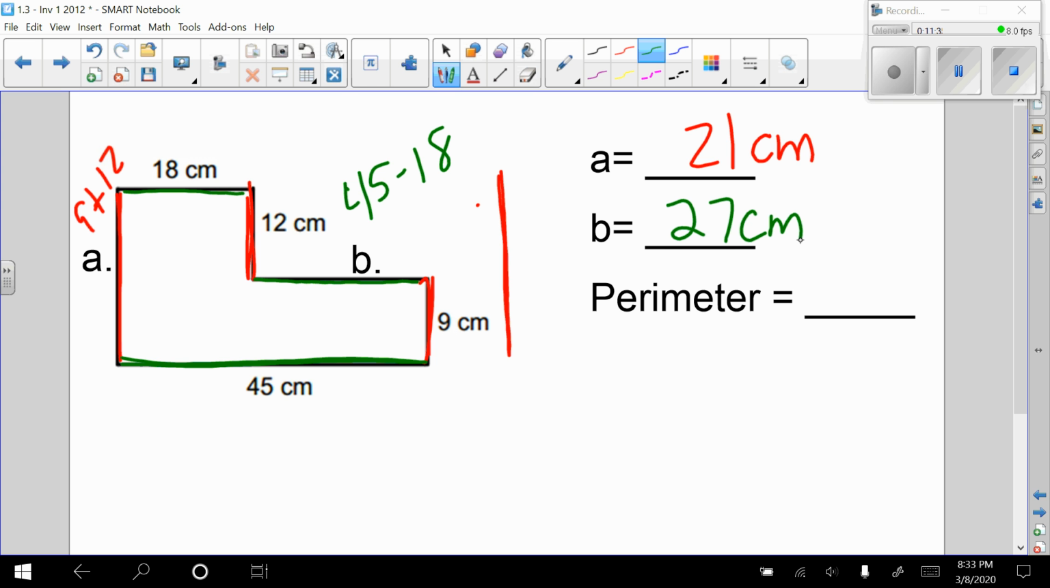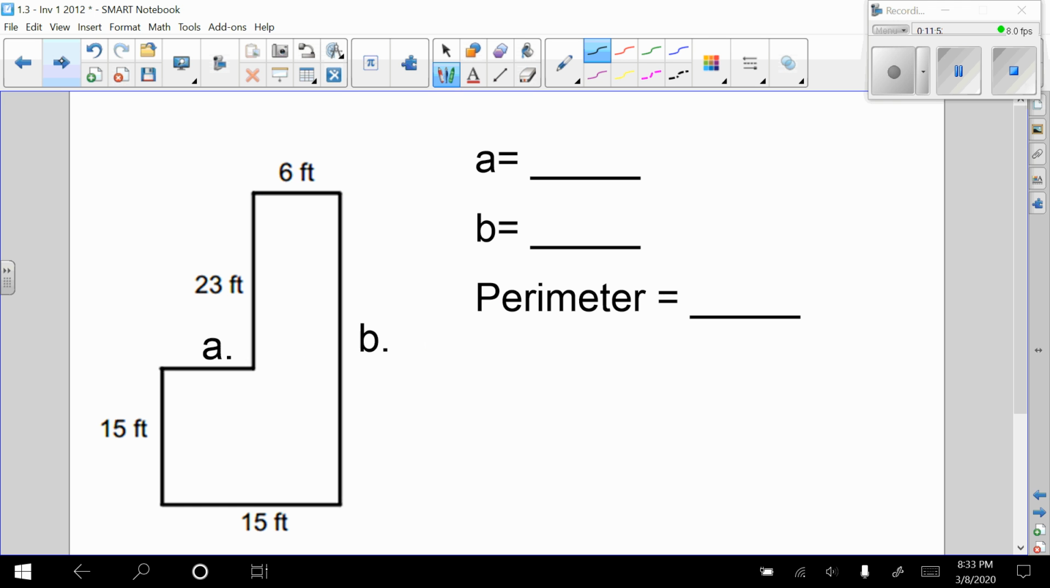Now, make sure we're adding them all up. I like to write mine down so I don't miss any of them, but that's up to you if you write them down or not. If you add up all of these, you're going to find out that it is 132 centimeters. Go ahead and try the next two and come back and check your work.